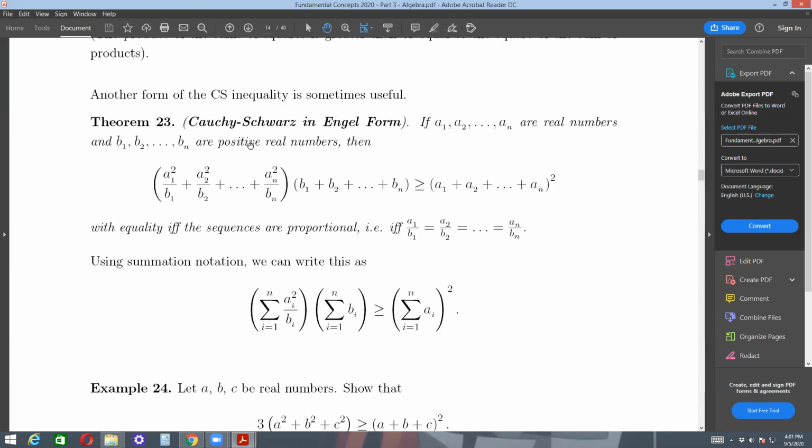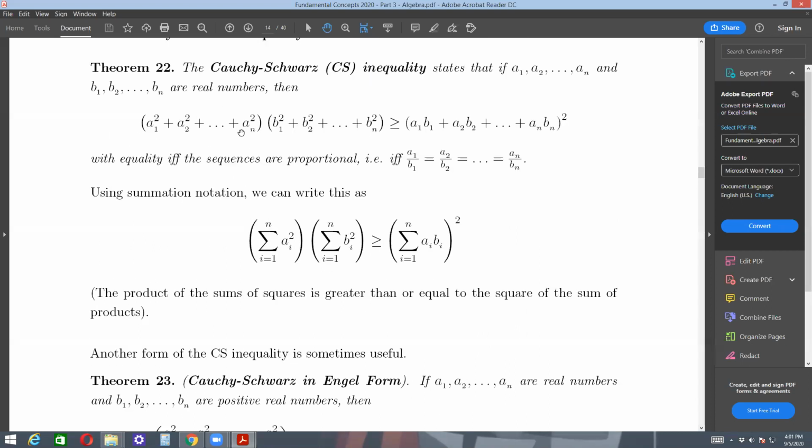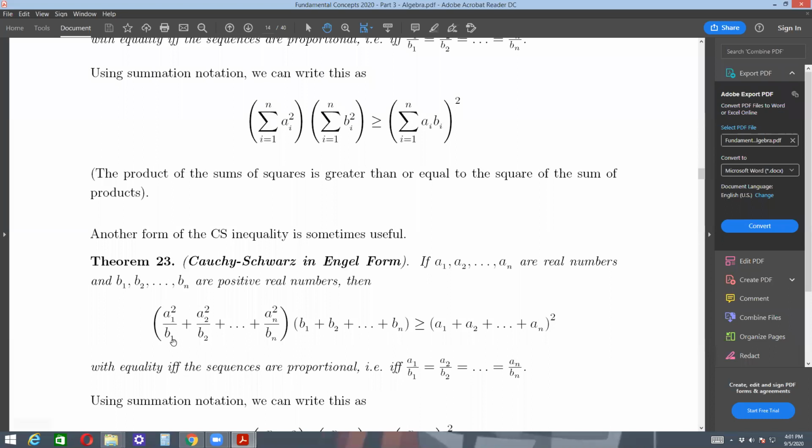A more useful form of Cauchy-Schwarz is sometimes this, the Cauchy-Schwarz in Engel form. It's another way of writing this basically. Again, I have sequences a1 to an and b1 to bn. This time, instead of just a1 squared plus a2 squared etc., I have a1 squared divided by b1. Just note, this is not b1 squared, it's just b1. Also, a1 to an are real numbers, but b1 to bn are positive real numbers. You need the positive part because this is no longer squared, so it has to be positive to make sure that this entire thing is positive.